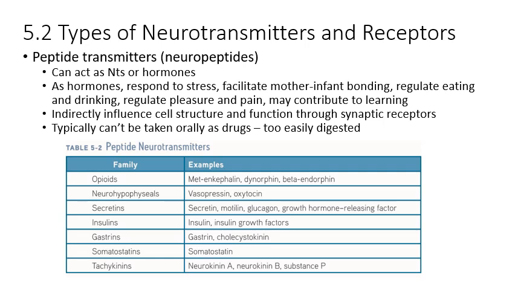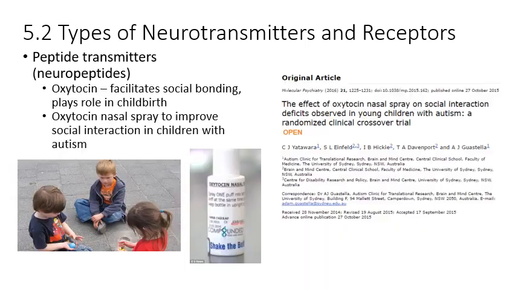Peptide transmitters, you might be familiar with a number of these. Opioids are peptide transmitters, and so is insulin. You might also be familiar with oxytocin, which we're going to talk about on the next page. Oxytocin is a neuropeptide that facilitates social bonding. It also plays a role in childbirth and bonding of the mother and child, especially right after birth.